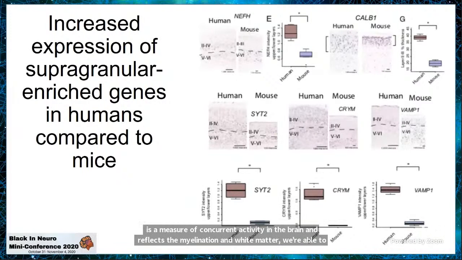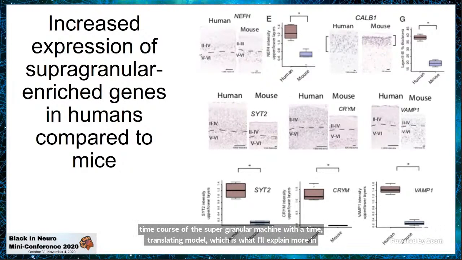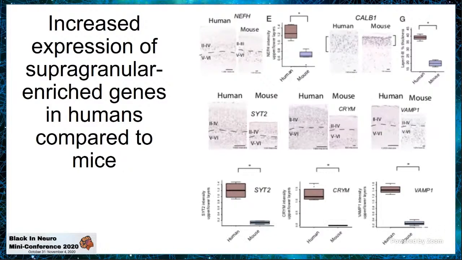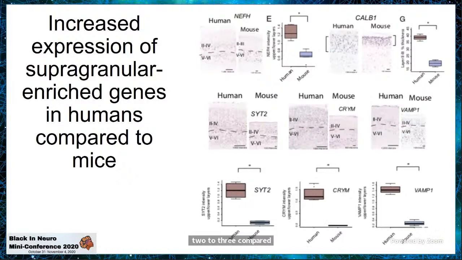Here we look at the increased expression of supergranular-rich genes in humans compared with mice. And here we're able to see the supergranular-rich genes in layer 3 across the frontal cortex of humans versus mice, and how humans have an expansion of layer 2 to 3 as well as an increased expansion of supergranular-rich genes in layer 2 to 3 compared with mice. Each graph shows the genes that we looked at and how the layer thickness is expanded in humans compared with mice, as well as the scale beside the graph showing the intensity of gene expression in mice versus humans.